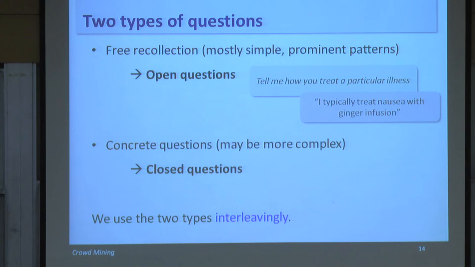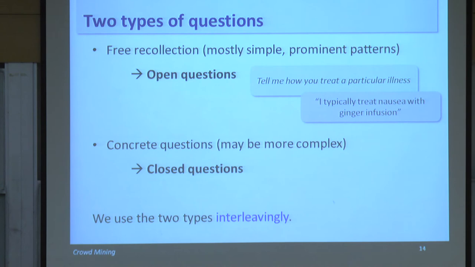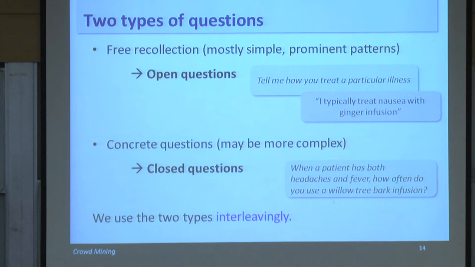So this is an example for an open question. But if you ask these kind of things, you get information, but you get only the prominent things, the things that people remember at first thought. If you want to get deeper into people's mind, then we will ask closed questions, which are very specific, more complex things, but very specific. So for instance, I can ask, when a patient has both headache and a fever, how often do you use willow tree bark infusion to cure it? And then you can say never, or you can say once in a while, okay?